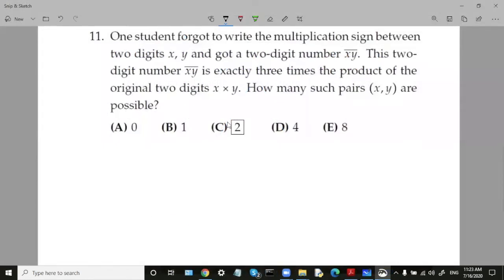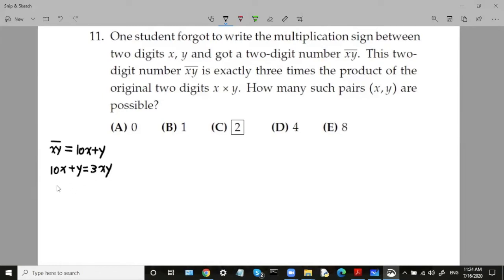Problem 11. One student forgot to write the multiplication sign between two digits x, y, and got a two-digit number xy. This two-digit number xy is exactly 3 times the product of the original two digits, x times y. So how many such pairs xy are possible? So we have the two-digit number xy. We can write it as 10x plus y. So we can set the equation 10x plus y equals 3 times x times y.